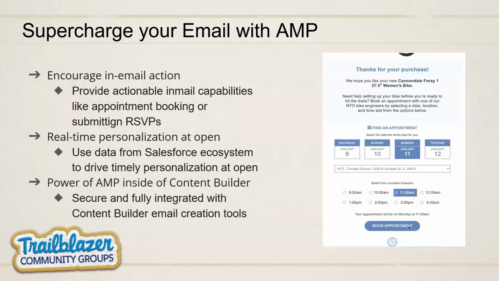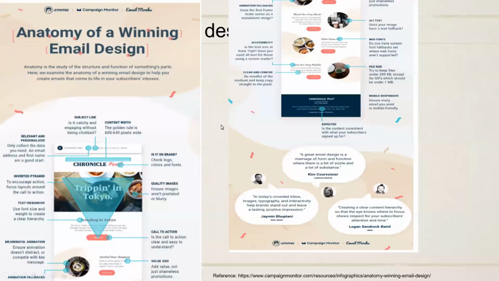And lastly, we're almost reaching the final things. So this is how an email design should look. The subject line should be catchy and engaging, not just encouraging the subscribers to open the email. It should be more relevant. And the content width, it's preferable to have it 600 pixels or 640 pixels wide.